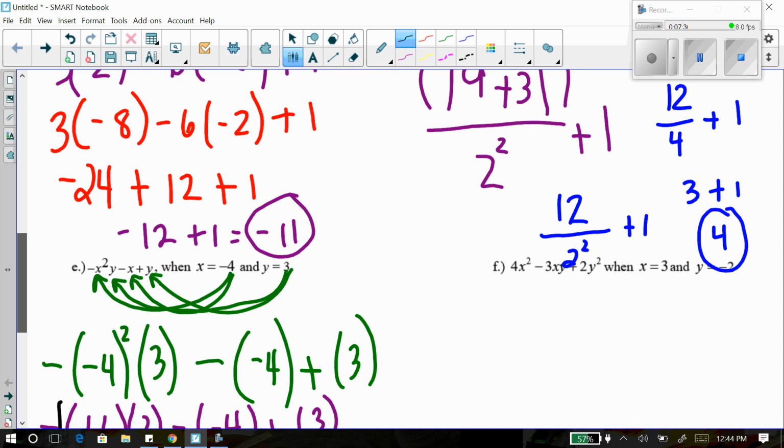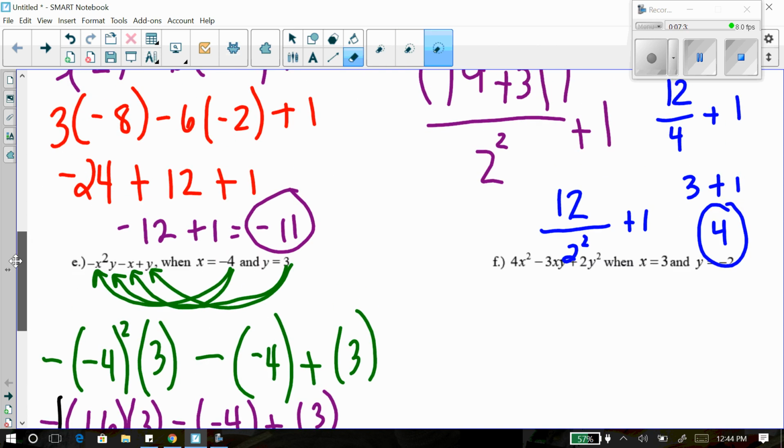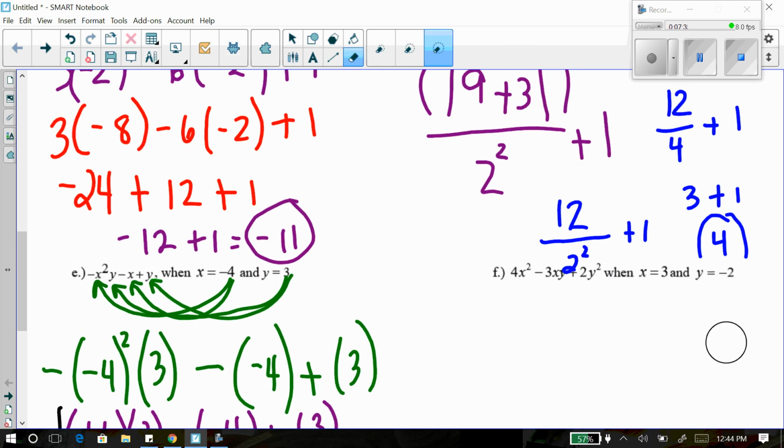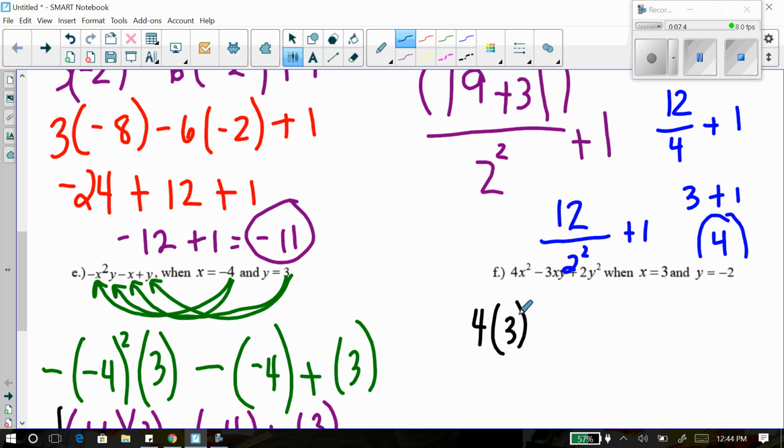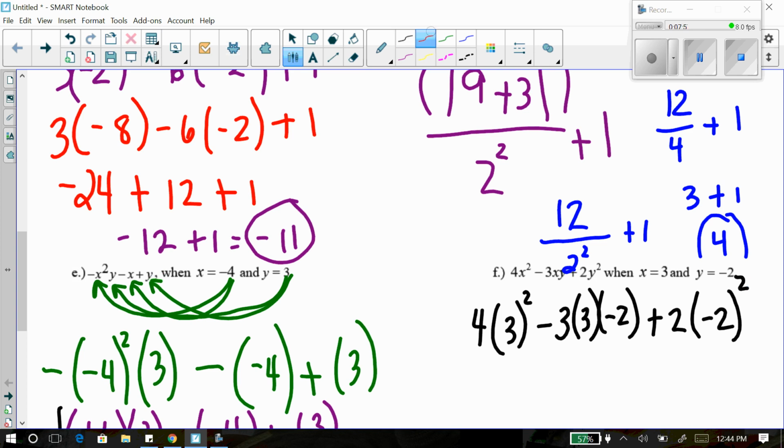So here we go. Everywhere we see an X, we're putting in a 3. Everywhere we see a Y, we're putting in a -2. So 4 times 3 squared minus 3 times 3 times -2 plus 2 times -2 squared. Make sure you use parentheses. All right, in the parentheses, is there anything we can simplify? No, so we move on to exponents.